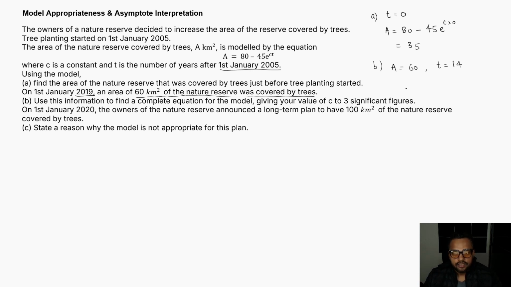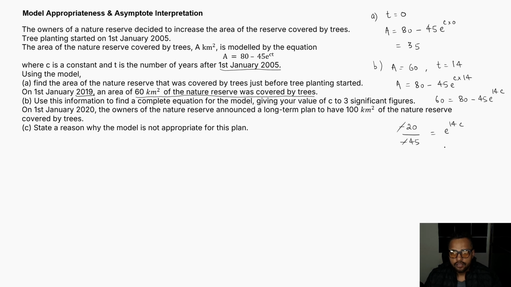So here we can say that A is equal to 80 minus 45 e raised to the power ct, t is equal to 14, and A we have been given as 60, that is equal to 80 minus 45 e raised to the power 14c. On further solving we'll get negative 20 upon negative 45 equals e raised to the power 14c.